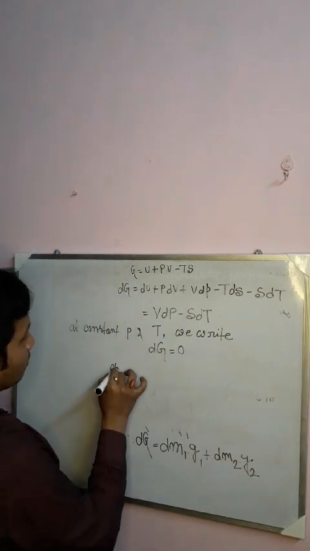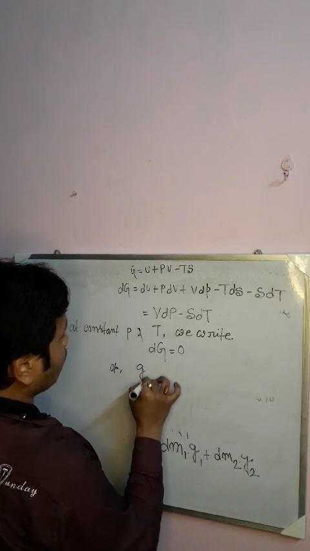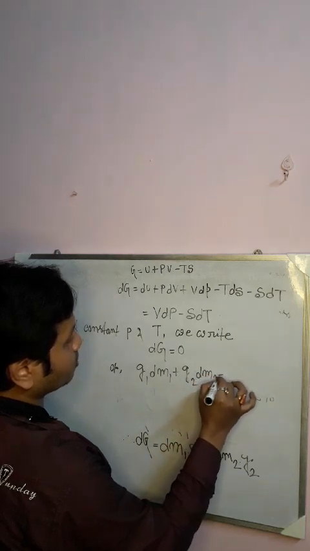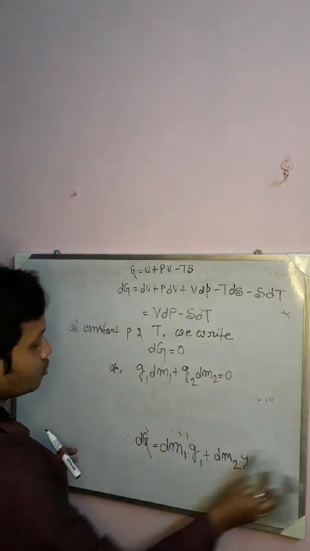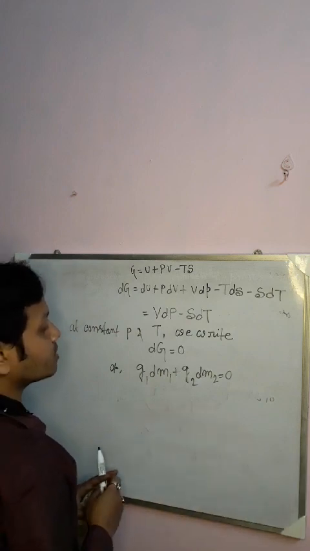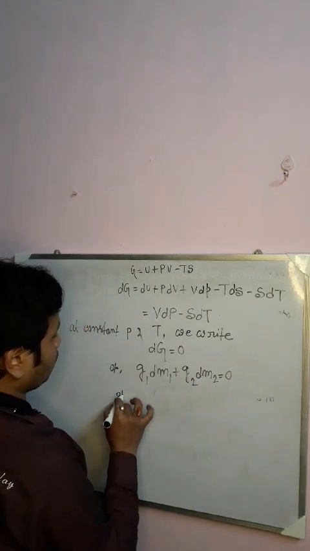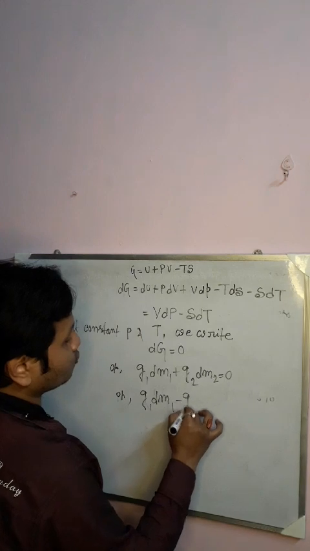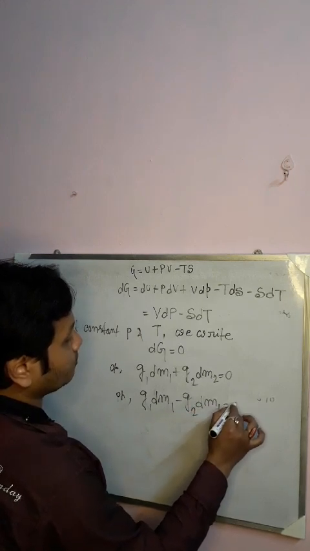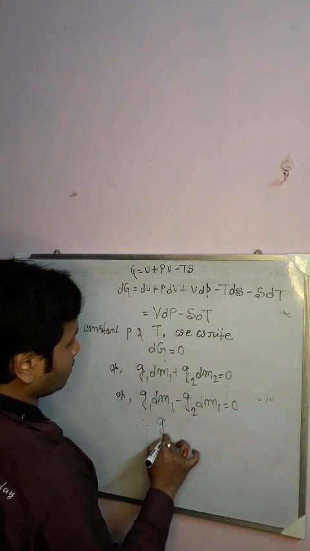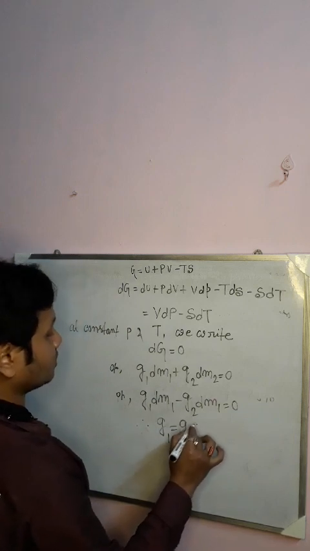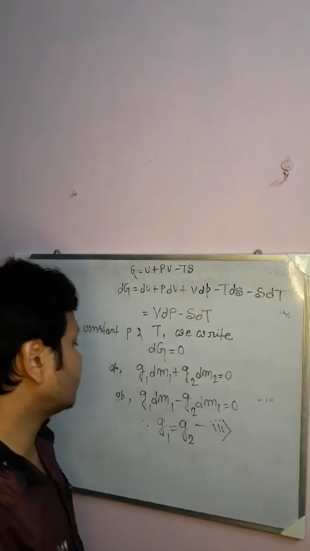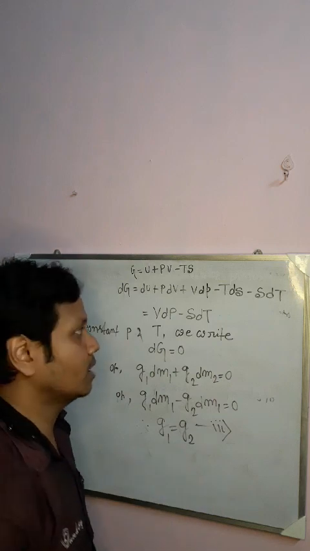Now if we substitute the value of dG here, that is g1 dm1 plus g2 dm2 equals 0. Previously we got dm2 equals minus dm1, so (g1 minus g2) dm1 will be 0, from which we can easily conclude g1 equals g2. So this represents the equilibrium condition between liquid and its saturated vapor, that is, their Gibbs potentials must have the same value.